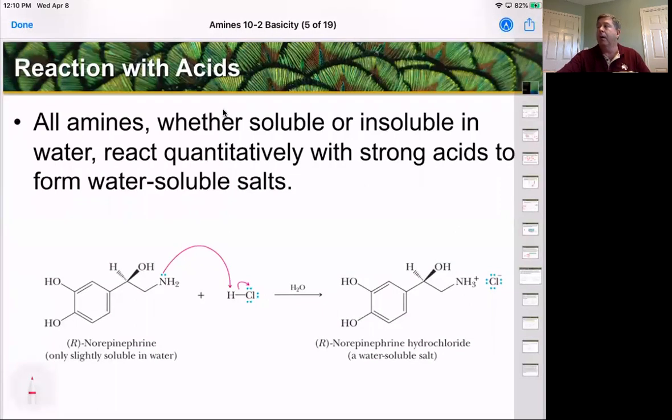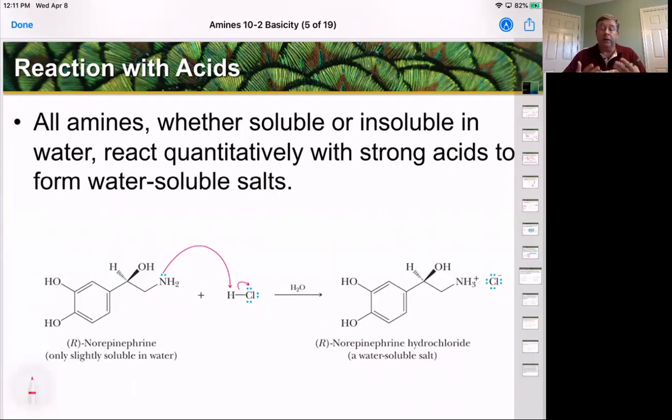Okay, so another thing we need to know about amines is that almost always, if you have an amine and you react it with a strong acid, it makes them water soluble. Norepinephrine. This norepinephrine here is very poorly soluble in water. It's a neurotransmitter and hormone used in the human body. And when we react it with HCl, it makes a very highly water-soluble hydrochloride salt.